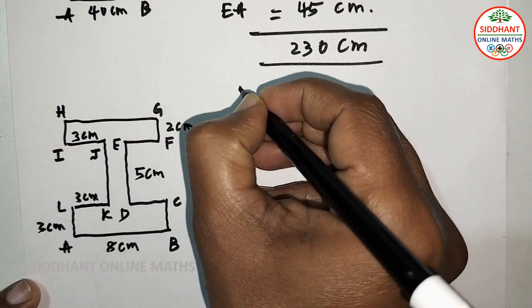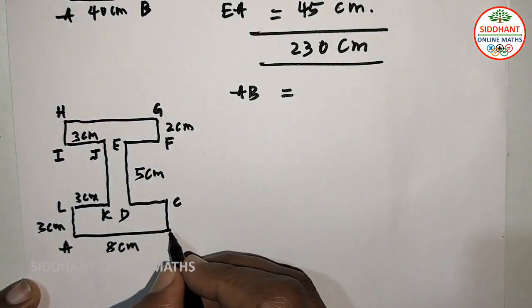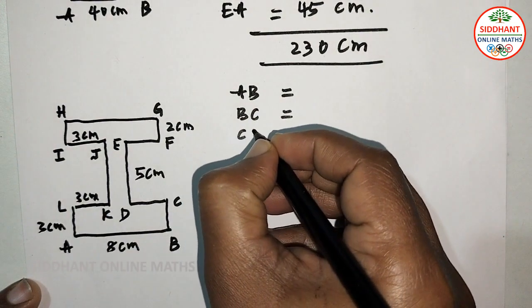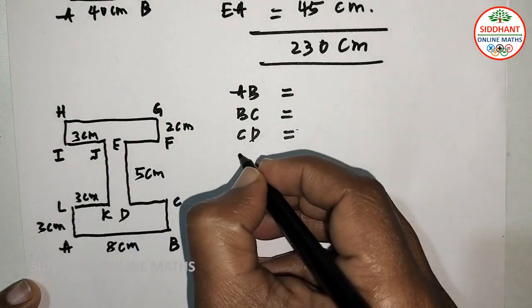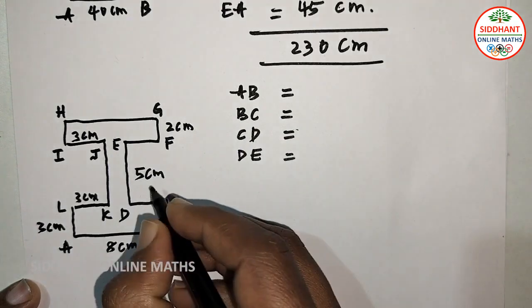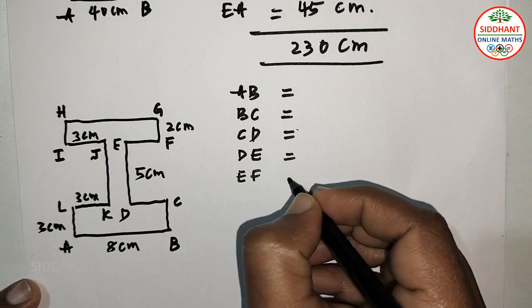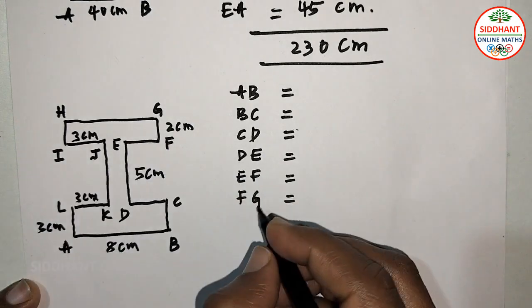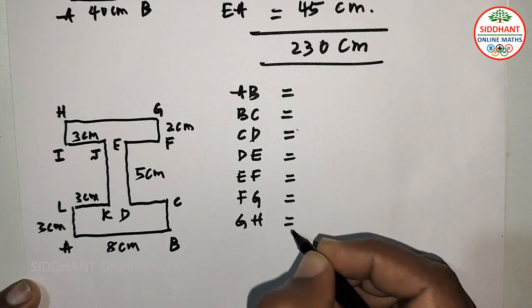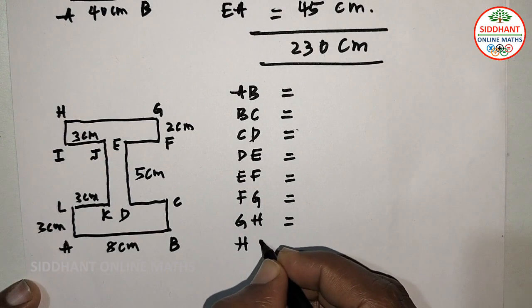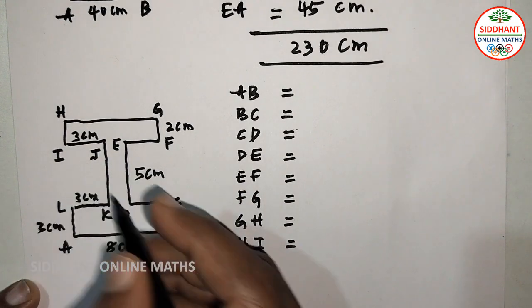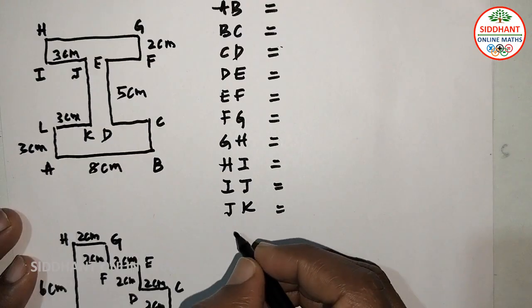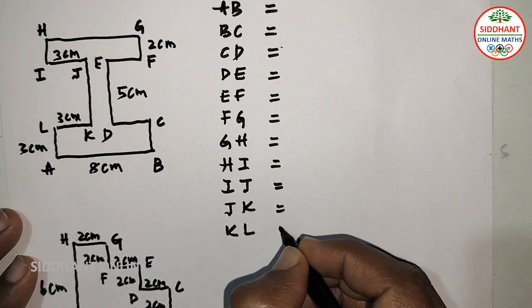So here first AB, next BC, next CD, next DE, next EF, next FG, next GH, next HI, next IJ, next JK, next KL, next LA.